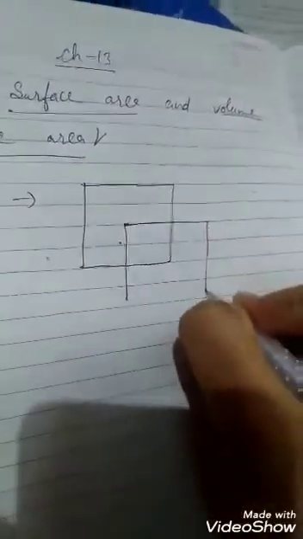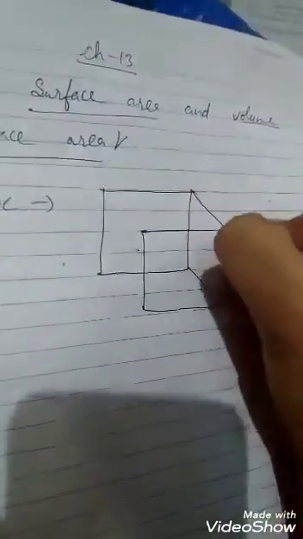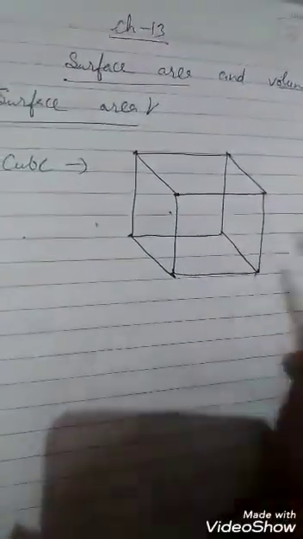Firstly we will talk about the cube. We know that a cube is made up of squares. The base of a cube is a square. It means how many sides? There are 6 sides of a cube and all sides are made up of squares.